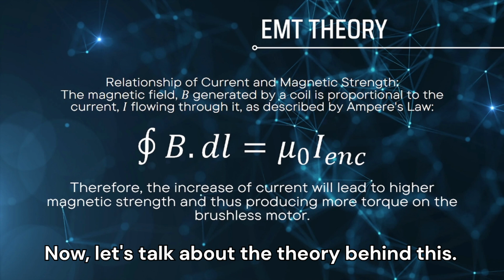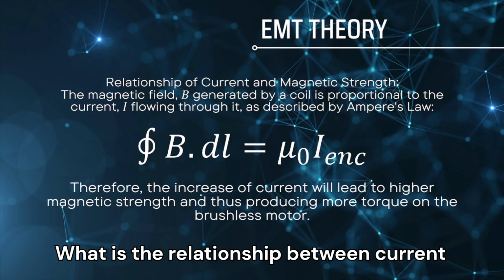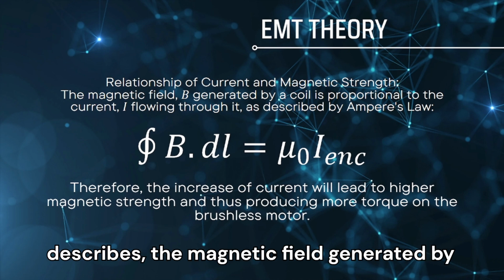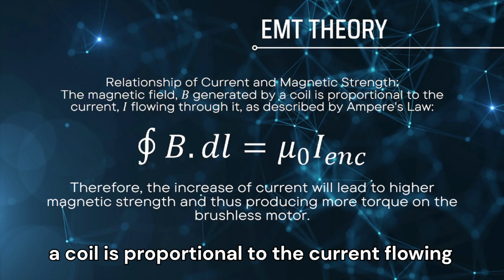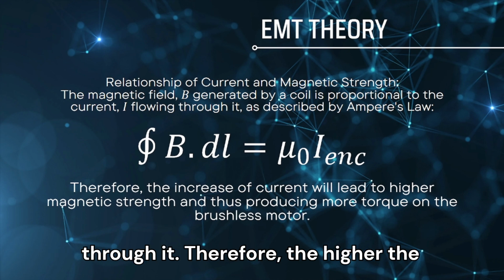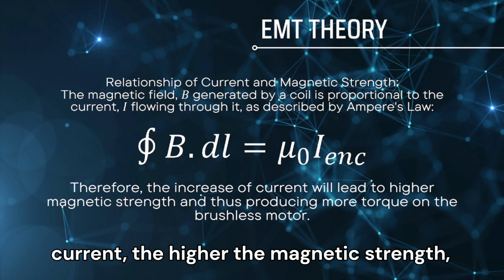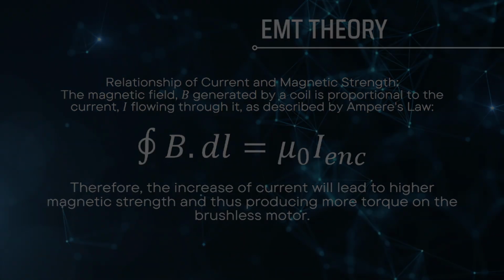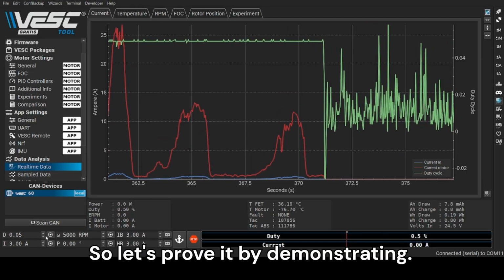Now let's talk about the theory behind this. What is the relationship between the current and magnetic strength? As Ampere's law describes, the magnetic field generated by a coil is proportional to the current flowing through it. Therefore, the higher the current, the higher the magnetic strength, and thus more torque is produced in the brushless motor. So let's prove it by demonstrating.